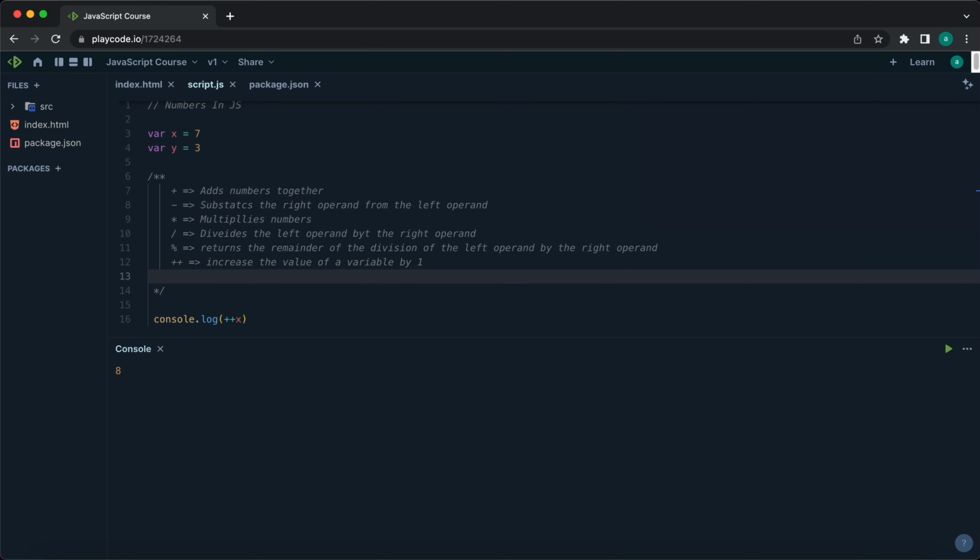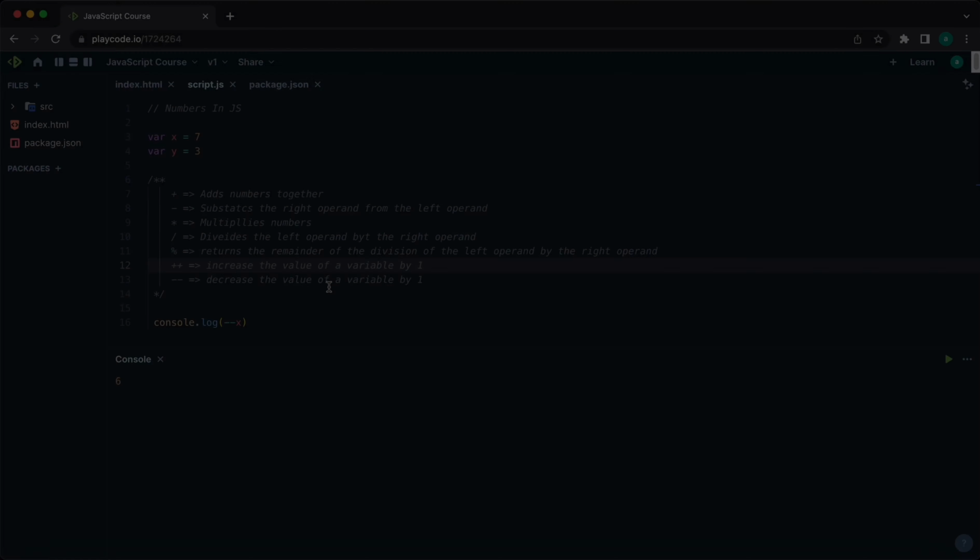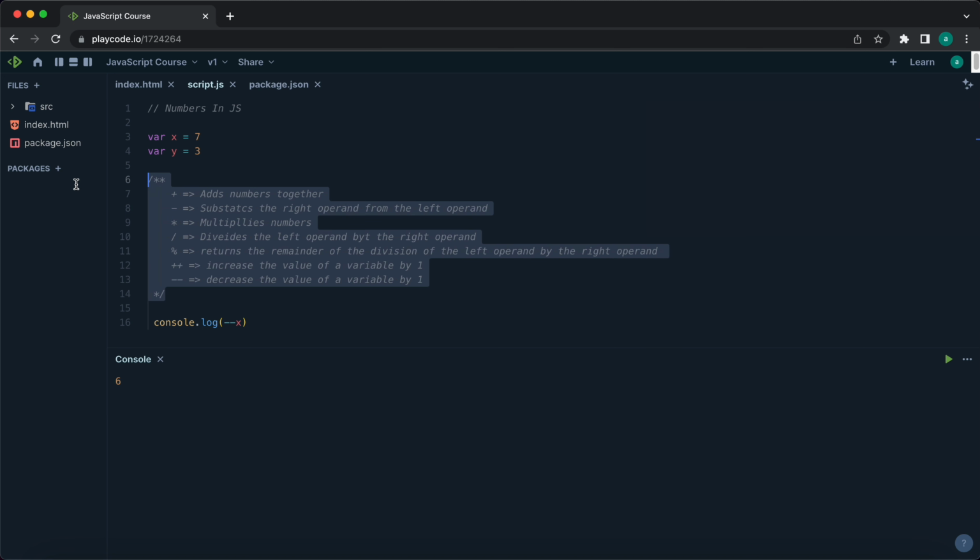In opposite to it, we have the decrement. What does this do? It decreases the value of a variable by 1. x here equals 7. If we just remove this and make it like this, look, here we have 6 because we decreased it by 1. So those were the most important arithmetic operators in JavaScript, and you should know them.